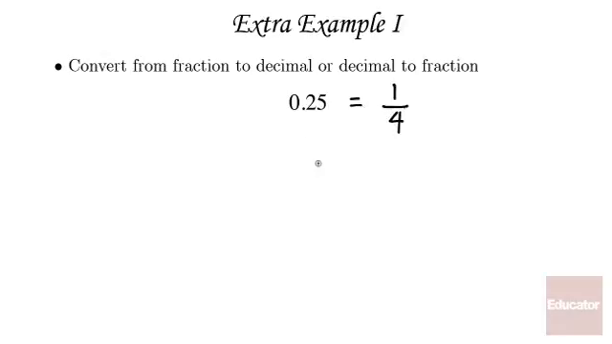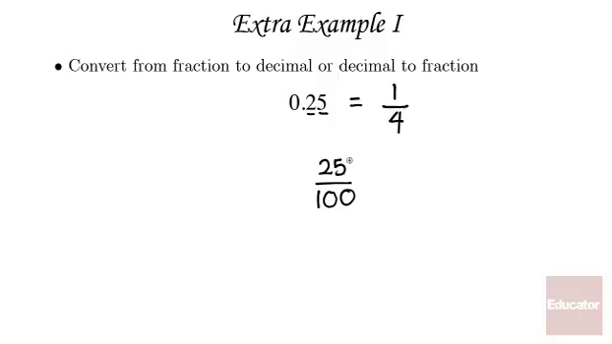Another way to do this, I take this number, 25, and I'm going to make that my numerator, and then I'm going to count how many numbers I have after the decimal place. I have 2 numbers. I have 1, 2. So then I'm going to put that many zeros after my 1 as my denominator. So this becomes 25 over 100.